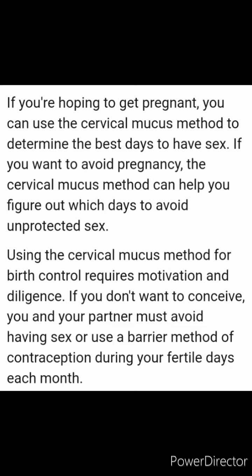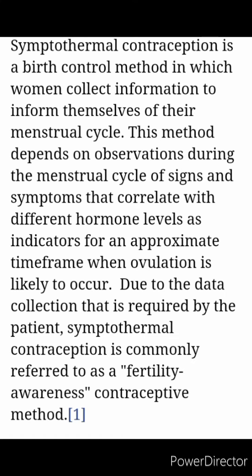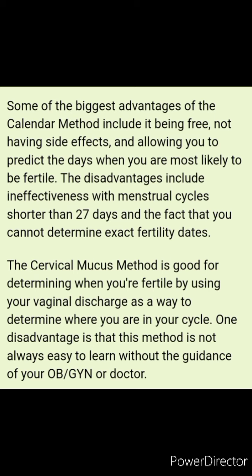So next is the symptothermal method. It is a birth control method in which women collect information about themselves and their menstrual cycle. That is symptothermal contraception.